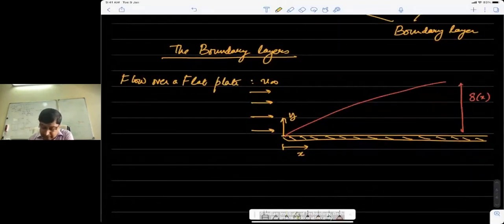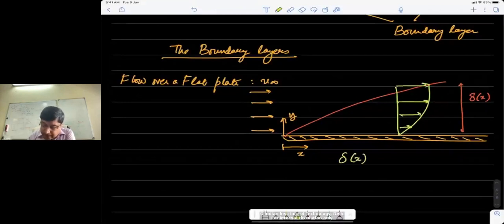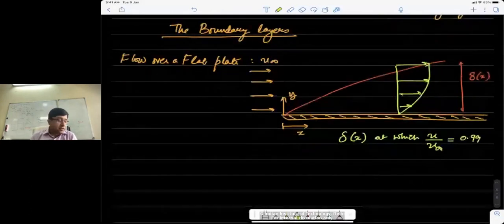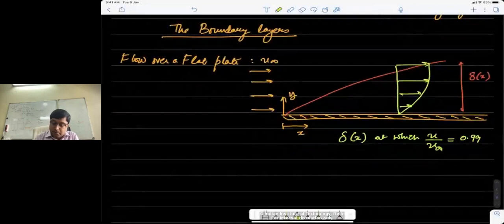Now, typically, delta is that thickness, as it's defined in fluid mechanics. It is that thickness at which u by u infinity is 0.99, or 99% of the velocity has been reached, or the free stream velocity has been reached. That is the velocity boundary layer.